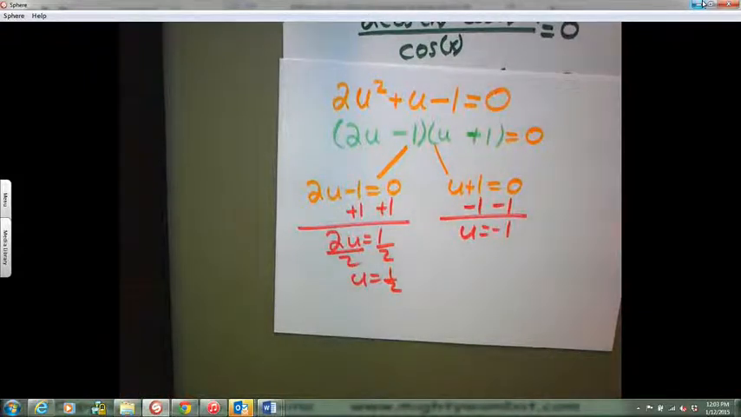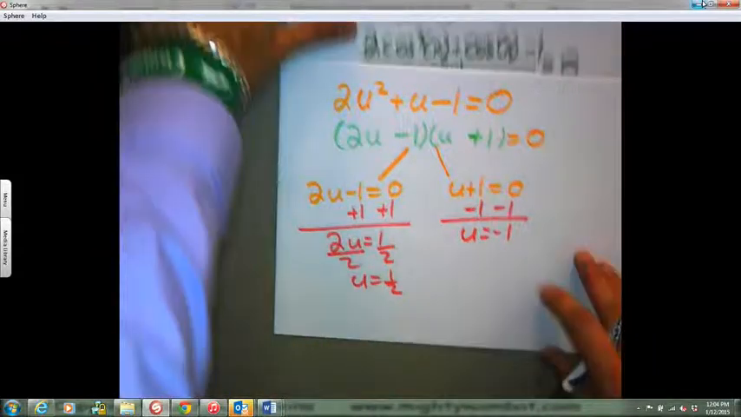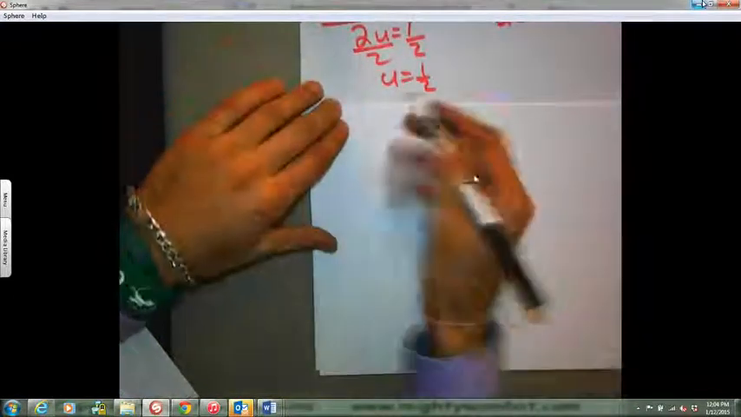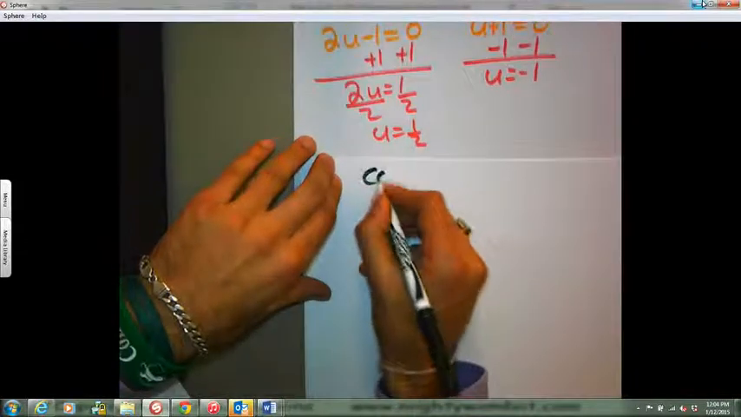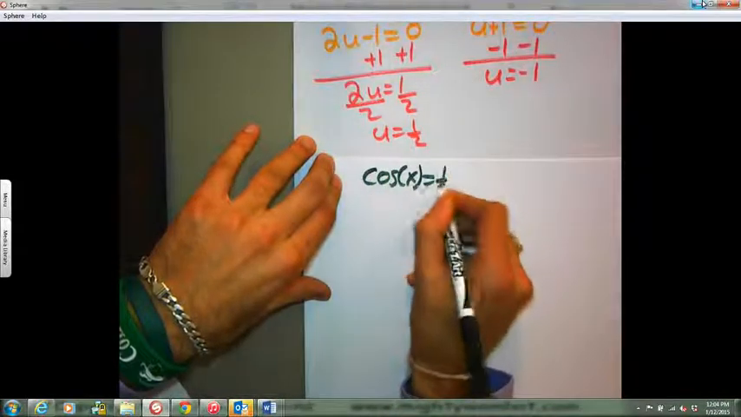Okay, so now we get here. At this point, we don't want the u's here, because remember, we're solving for x's. So plug in what u actually is. U is not x. U is cos of x. So we need to plug in cos of x for u. I've run out of space on this page. Let me go to the next page. So we have, instead of u equaling 1/2, we have cosine of x equaling 1/2. And instead of u equaling -1, we have cosine of x equals -1.